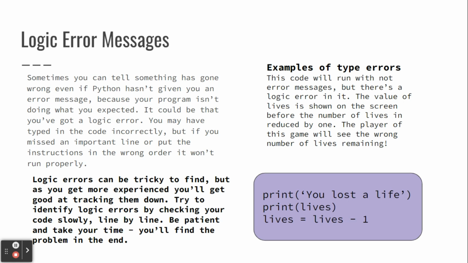An example of a logic error would be this: the value of the lives is shown on the screen before the number of lives is reduced by 1. The player of this game will see the wrong number of lives remaining. So we should always make sure that we move print lives to the end, after the variable lives equals lives minus 1.